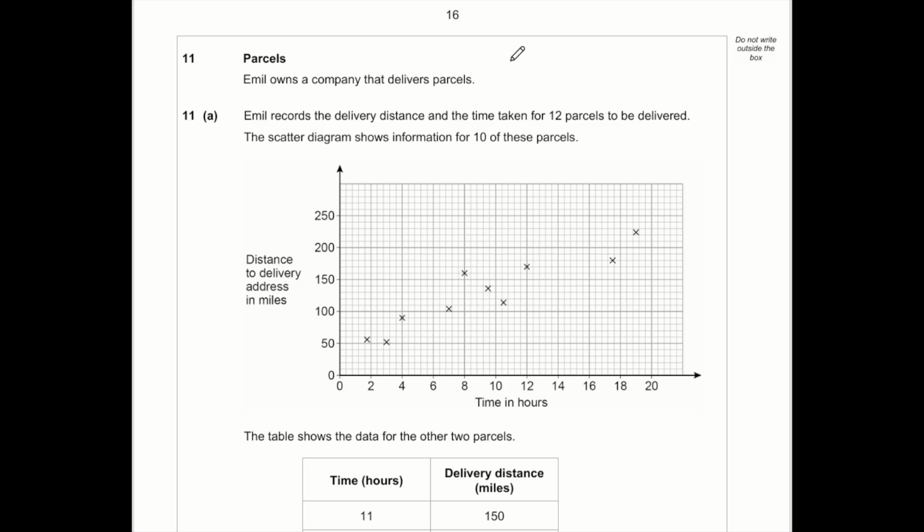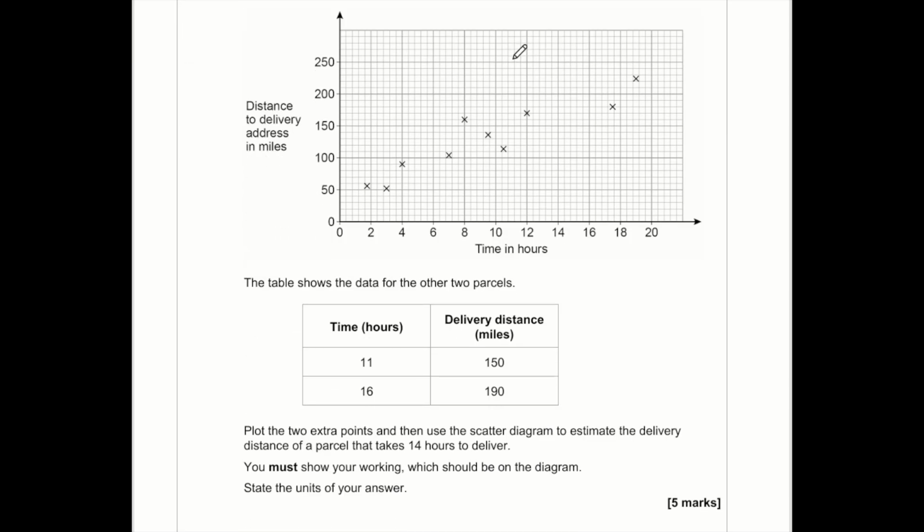Okay, so on to question 11. So what we need to do is plot the 2 extra points. So let's do that first of all. We've got time along the bottom, distance up the side. So we're going 11 along the bottom, so that's halfway between 10 and 12, and that's going up to 150. So 150 is this line here, so perfect.